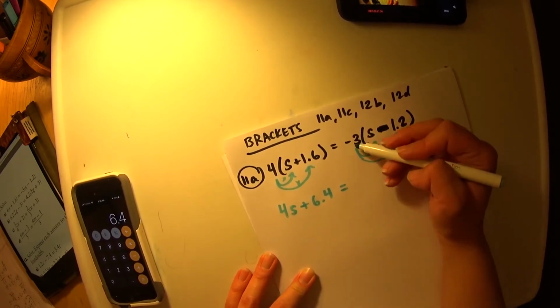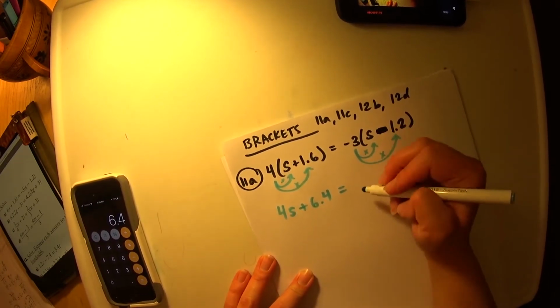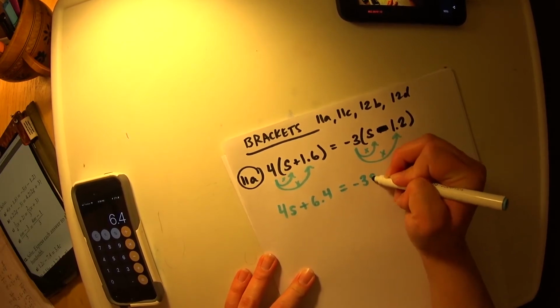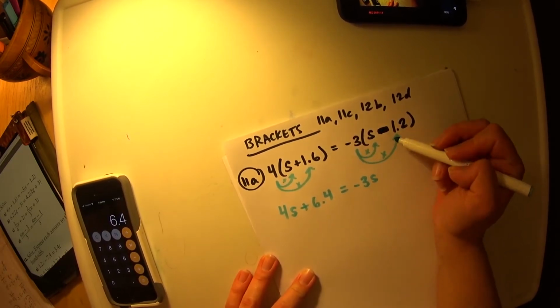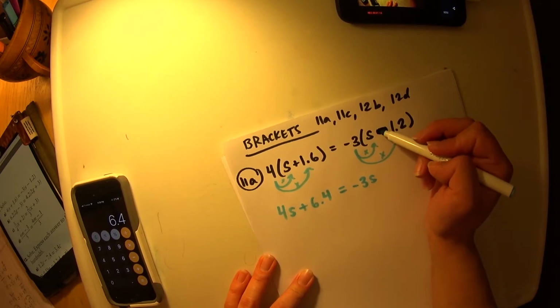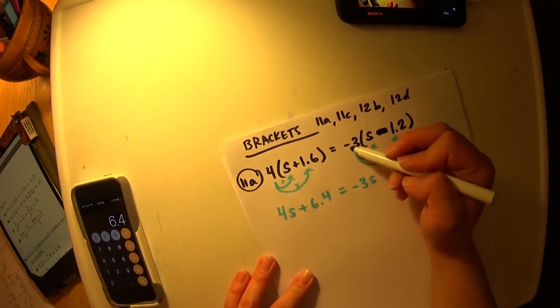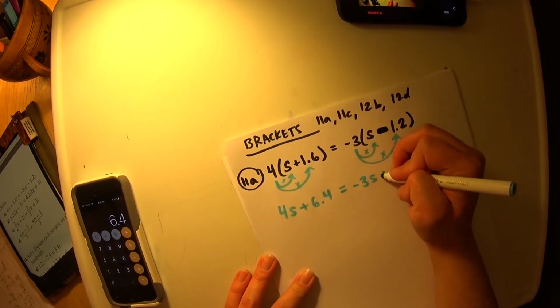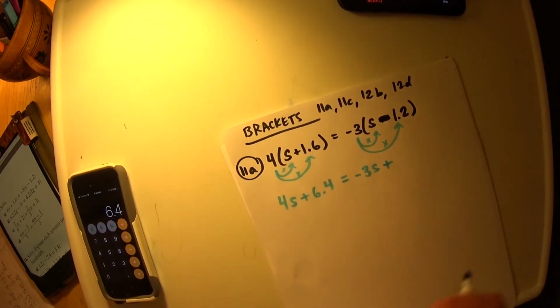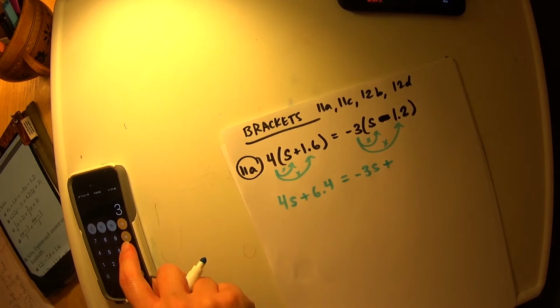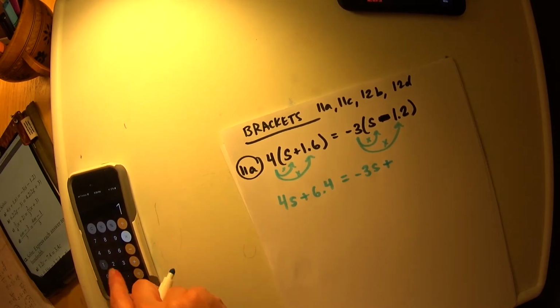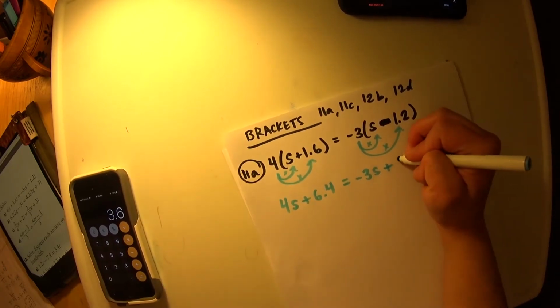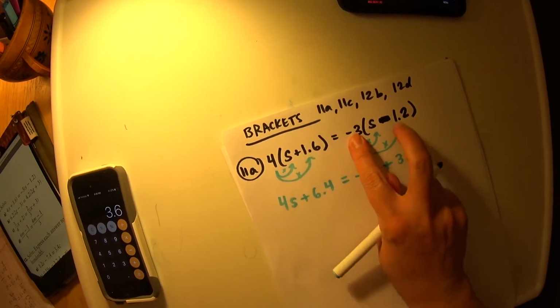Now the other side, same thing. Negative 3 times s gives me negative 3s. And then negative 3 times negative 1.2, they match, so again that makes a positive, so I put a plus there. 3 times 1.2 gives me 3.6. Okay, so careful with that.